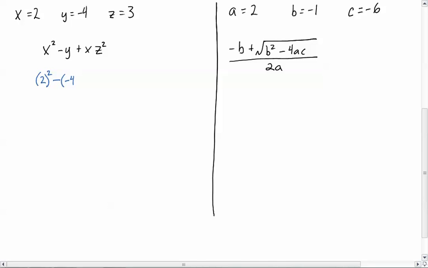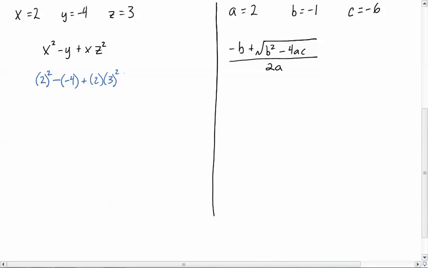Y is negative 4. Okay, now you'll notice the minus is there, and so is the negative for the 4. That's important. That's why we put it in parentheses, to make sure that we remember both of those. This minus right here is different from that one. Then we got plus x, which is 2, times z squared, which would be that 3 squared.